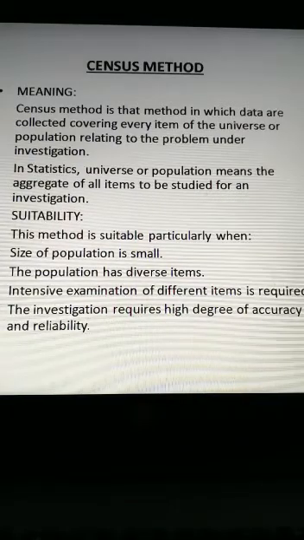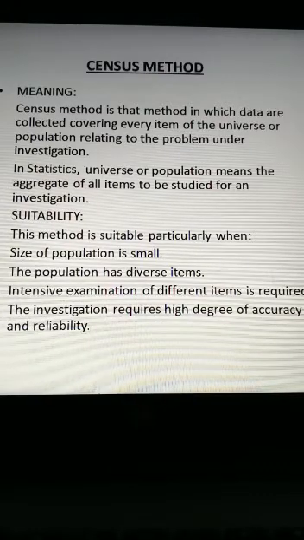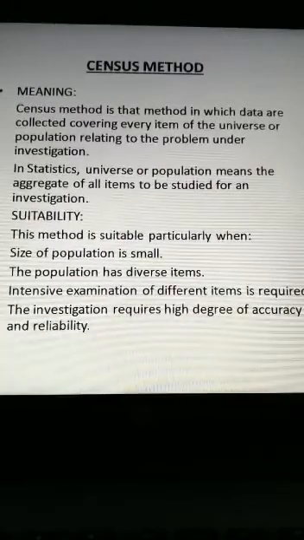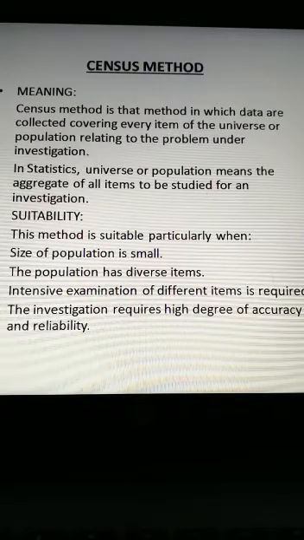Now say for example, an information is to be collected from 11th commerce students. Supposing the students are 75, all the 75 students will be considered. Each and every student will be personally contacted and they will take the information from each and every item. So that method is considered as census method.